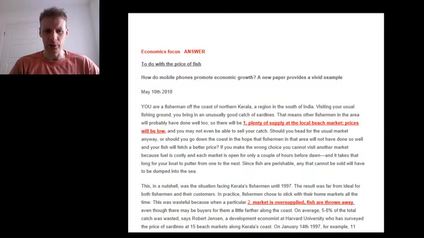I just want to talk to you quickly about the article that was key really to check-in 1, which was this article to do with the price of fish. Here it is, you can see it on your screens. When you go through your work, one of the tasks that I'm setting you for check-in 2 is to mark your answers.